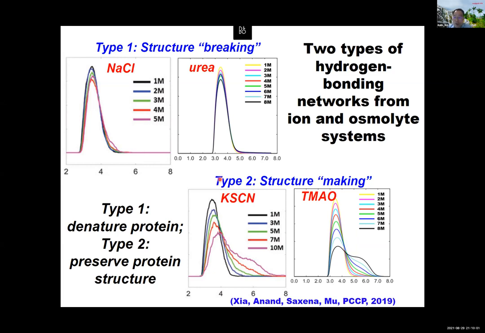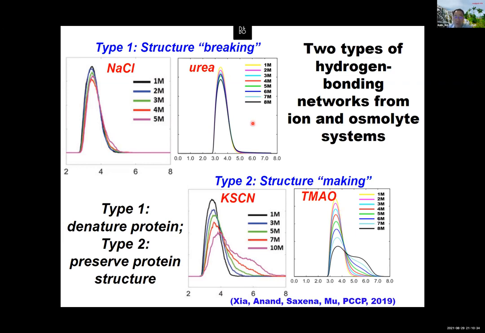We checked another two systems, what they call osmolyte systems, urea and TMAO. These two systems have been found to have similar structure breaking and structure making mechanisms, just like NaCl and KSCN. So we did the same thing. We fix the number of water molecules in the system, then add in the osmolyte molecules to reach saturation, and then see what the corresponding hydrogen bonding network looks like.